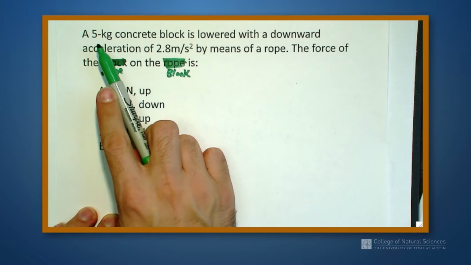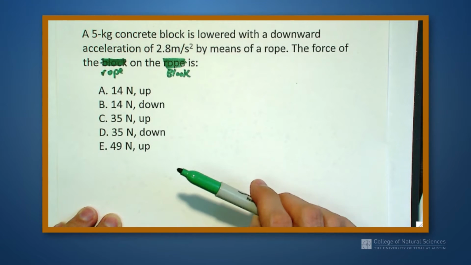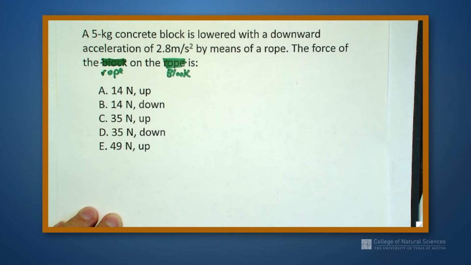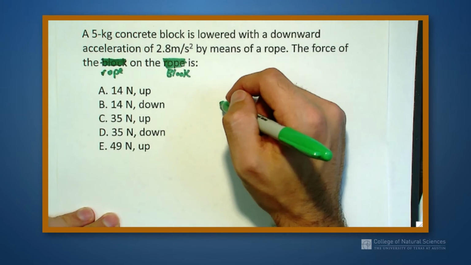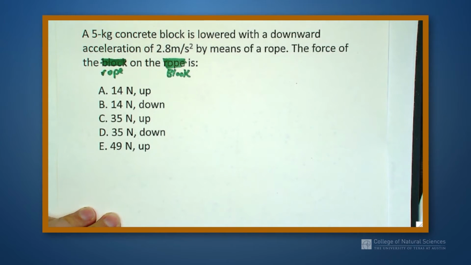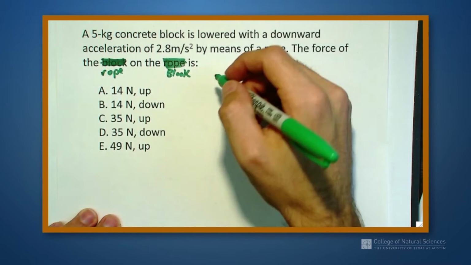It says that a 5 kilogram concrete block is lowered with a downward acceleration of 2.8 meters per second squared by means of a rope. We want to know the force of the rope on the block. So how much force does this rope provide on the block? Well, this is a pretty easy question to go through. It just requires us to be careful.